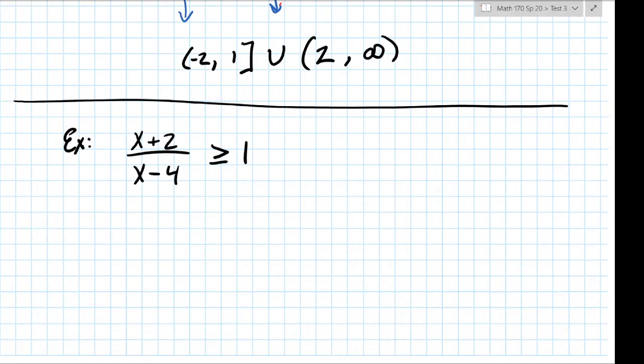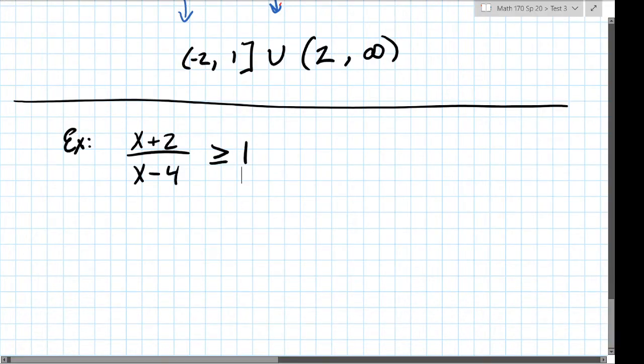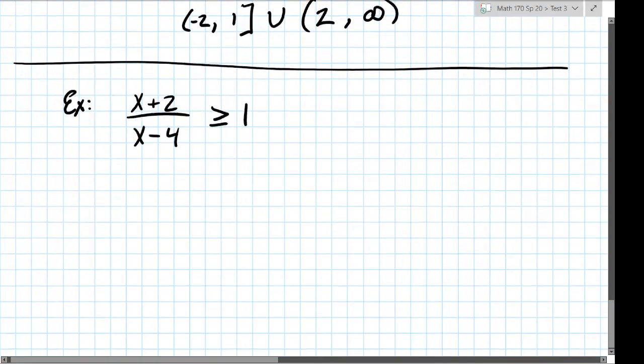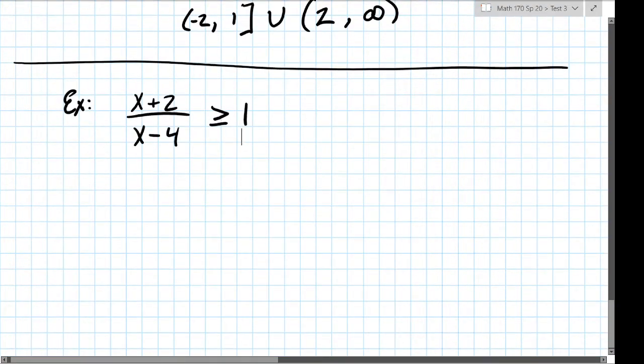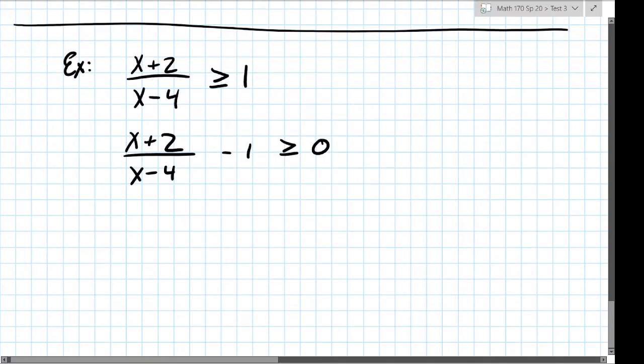Our last example is a rational function that is not set to 0. We want to start our problem by setting this equal to 0. So let's bring the 1 over to the other side by subtraction. And now we have it with a 0 on one side. But now the left-hand side isn't factored anymore.